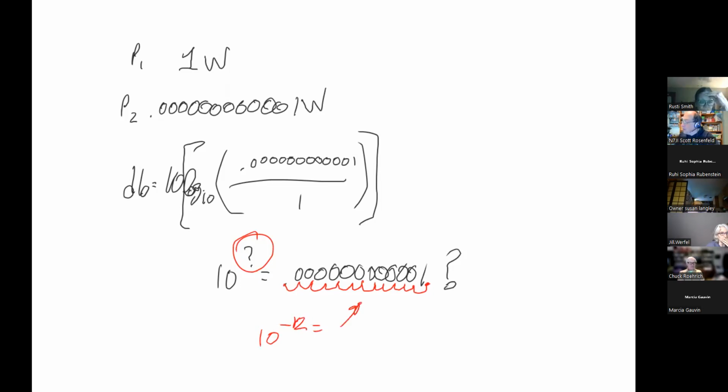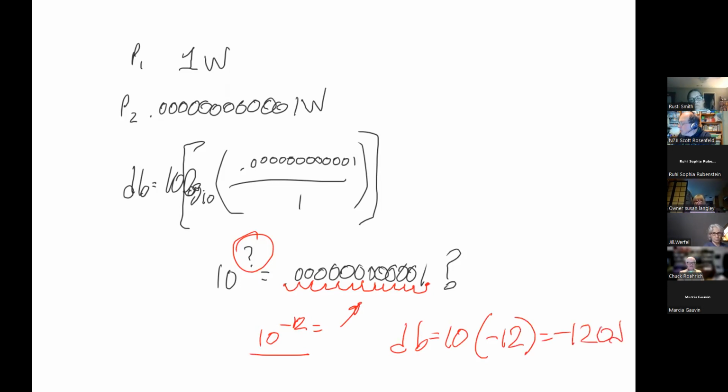By convention, that means we had to move it 12 decimal points over. So what that means is now we have decibels equal to 10 times minus 12. It's minus 120 dB. What's kind of cool about decibels is that you can add decibels around. You can add them to things when you're solving problems.